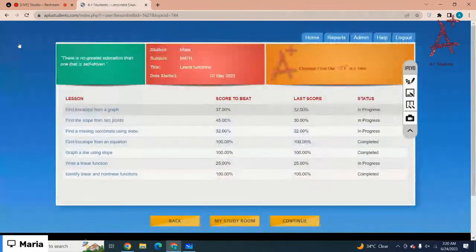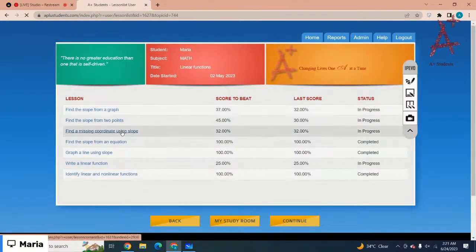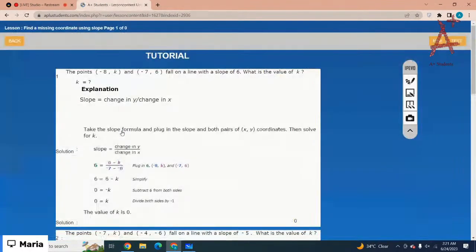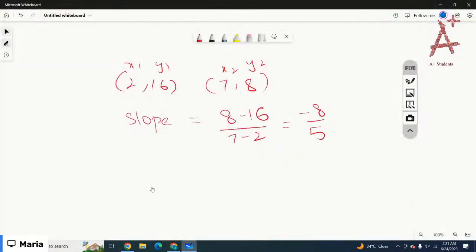The next one is find a missing coordinate using slope. Now you're given the slope and you are missing one of the coordinates. Got it? Just look at the example: the points (negative 8, k) and (negative 7, 6) fall on a line with a slope of 6. What is the value of k? Got it? So the points are negative 8 and k.